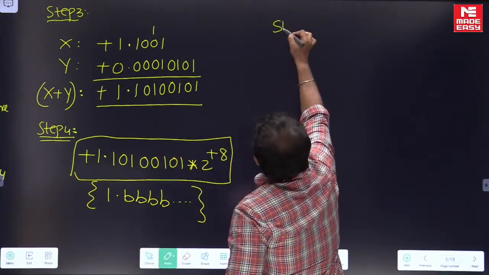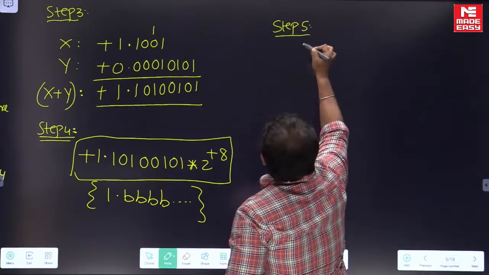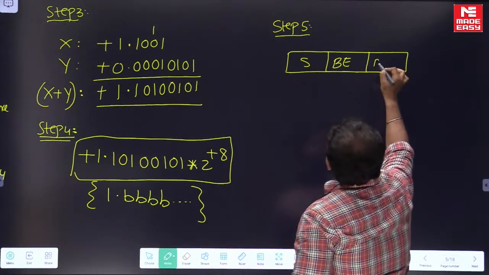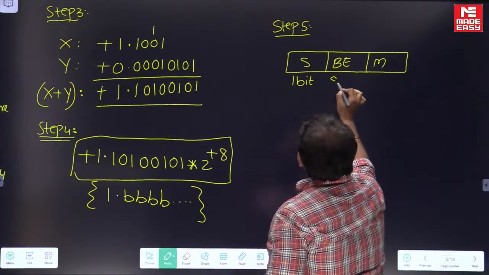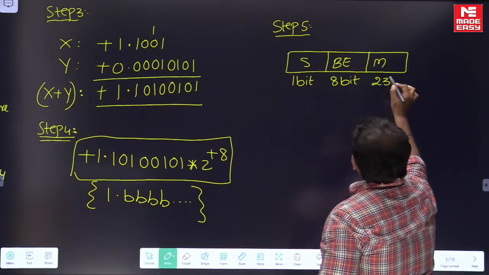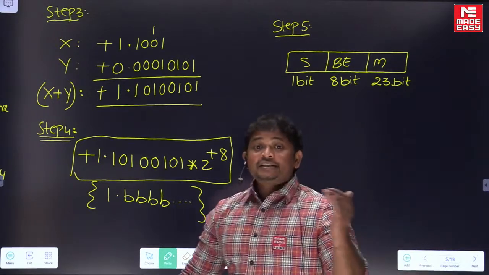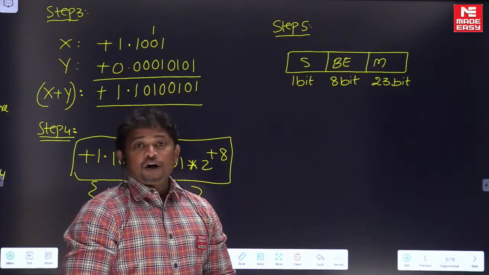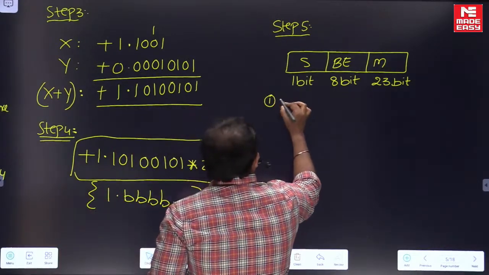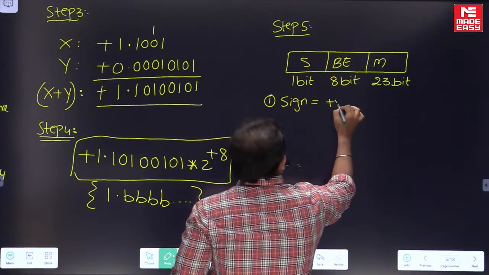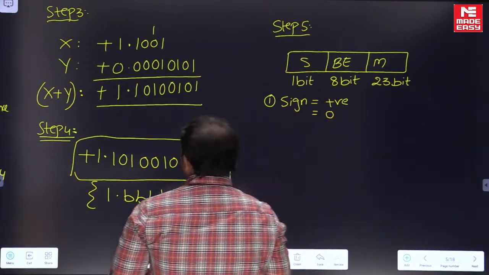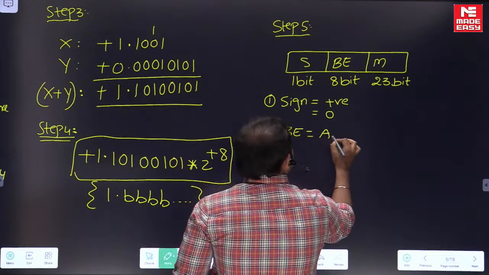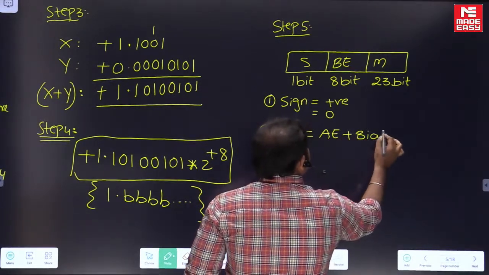What is the floating point format? 32-bit format. Step 5, store the result into the memory using the format. 32-bit format means 1 bit is allocated for the sign, 8 bits are allocated for the BE, 23 bits are allocated for the Mantissa. This is the standard format given by IEEE with respect to 32-bit format. First, sign. Sign of the data is positive. Positive sign is 0. Second one, BE equal to AE plus bias. Now what is the bias?